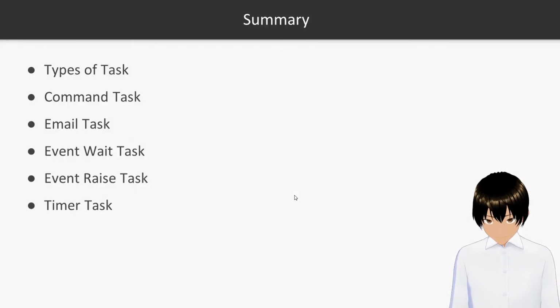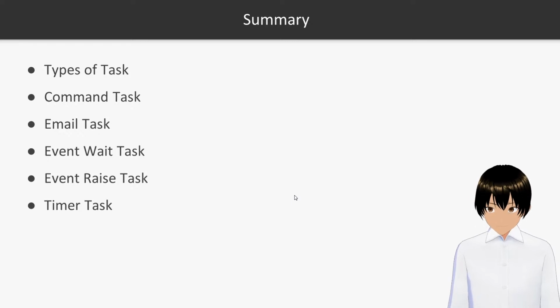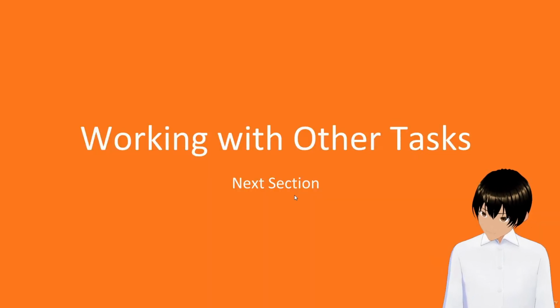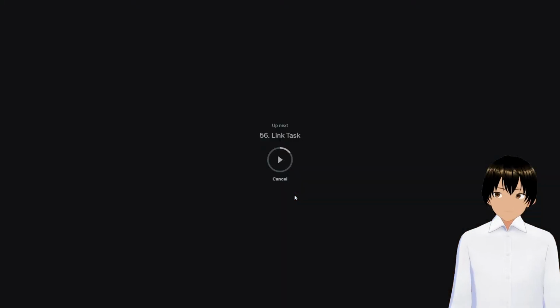In this section, we discussed the various tasks. We talked about the types of tasks, which are command, email, event wait, event raise, and timer. In the next section, we'll talk about more tasks, such as control, decision, session, assignment, and link task.